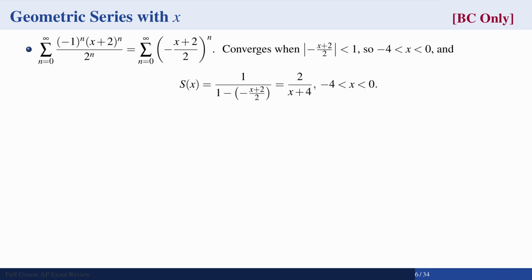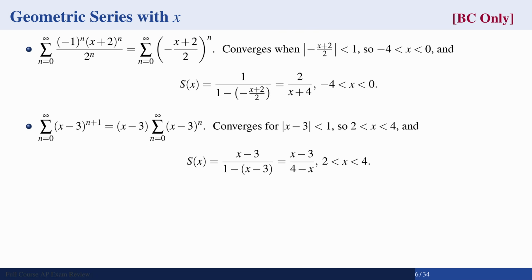The sum is 1 over 1 minus the ratio, which is going to be 1 over 1 minus the quantity negative x plus 2 over 2, which simplifies to 2 over x plus 4. And then we want to state that interval again, so negative 4 to 0. And you can see I just did a couple more. I think that they're all interesting.